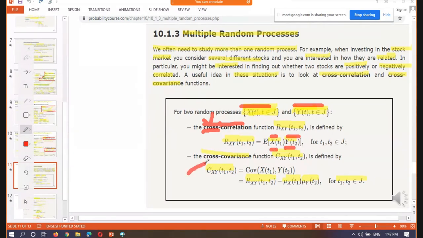Similarly, the cross covariance is also C_XY(t1, t2), which is the covariance of X(t1) and Y(t2), and it is the cross correlation minus the mean of X(t1) times the mean of Y(t2).